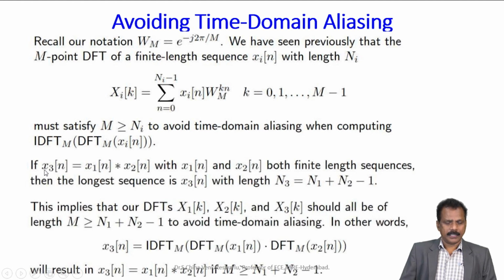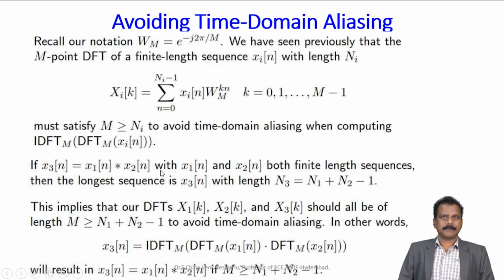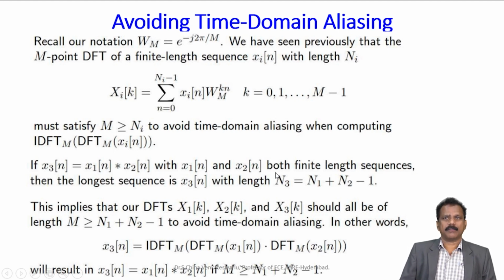Like this, if x3 of n is equal to x1 of n convolved with x2 of n, with x1 of n and x2 of n both finite length sequences. If they are infinite, then we are unable to analyze this case. For avoiding time domain aliasing, with x1 of n and x2 of n both finite length sequences, the longest sequence x3 of n has length N equal to N1 plus N2 minus 1.